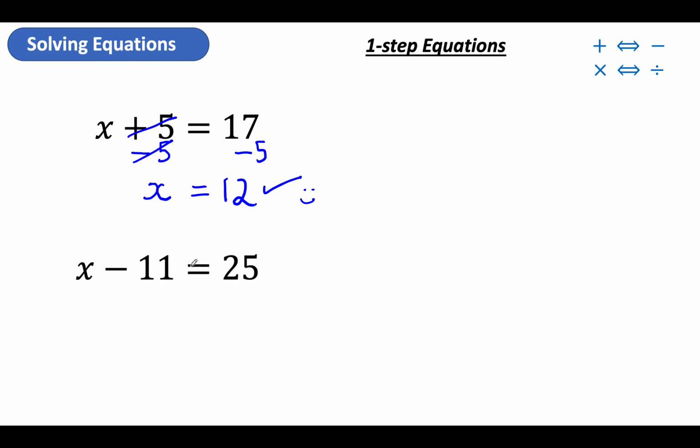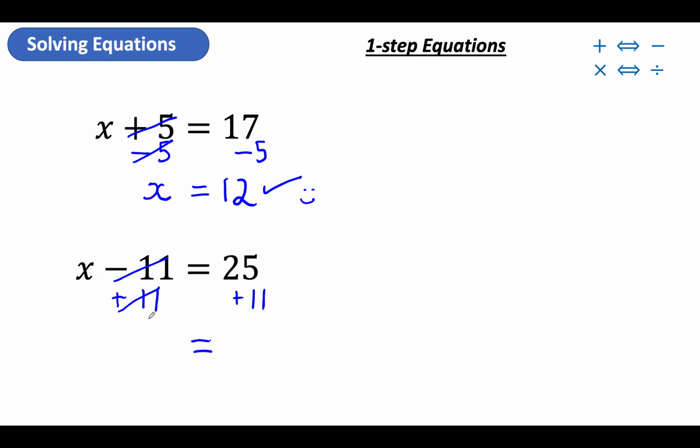x take away 11 equals 25. So another way of thinking of this is something, that's my x, minus 11 equals 25. Okay, well I want to get x on its own, and to do that I'm going to get rid of my minus 11. Now the opposite of minus 11 is to add 11, because these two things together cancel out. 11 take away 11 leaves nothing. But what I do on one side of the equal sign I must do on the other.